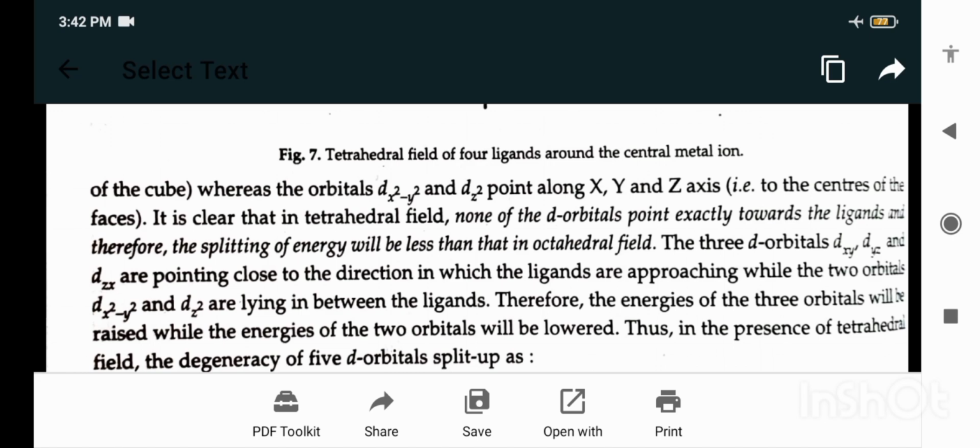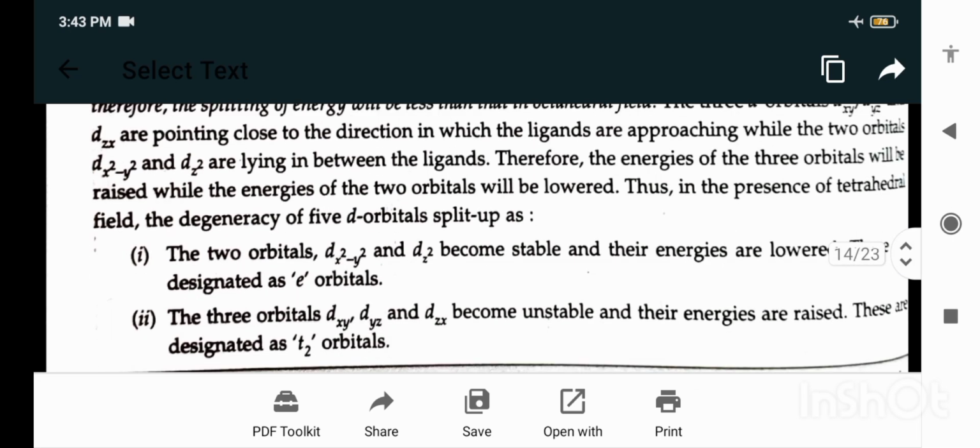The 3d orbitals dxy, dyz and dzx are pointing close to the direction in which the ligands are approaching, while the two orbitals dx² minus y² and dz² are lying in between the ligands. Therefore, the energies of the three orbitals will be raised, while the energies of the two orbitals will be lowered. Thus, in the presence of the tetrahedral field, the degeneracy of the 5d orbitals is split up as the two orbitals dx² minus y² and dz² become stable and their energies are lowered.